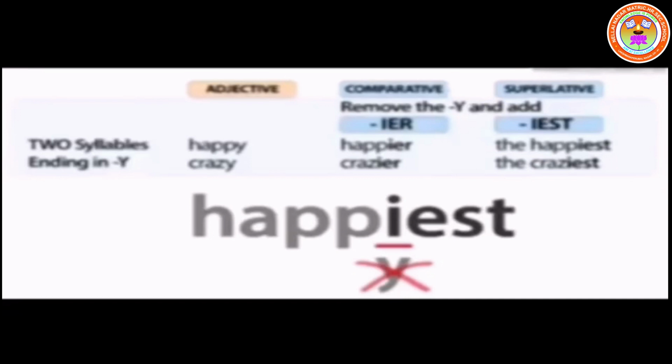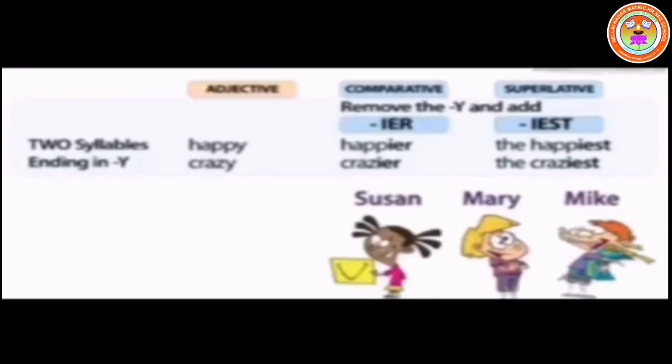Here we have three children: Susan, Mary, and Mike. How can we compare these three children using the adjective happy? Mary is happier than Susan. Mike is the happiest.